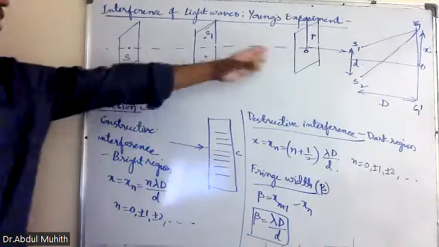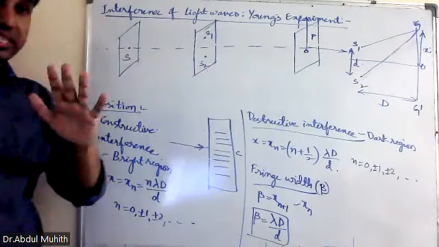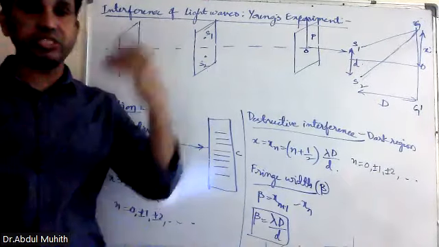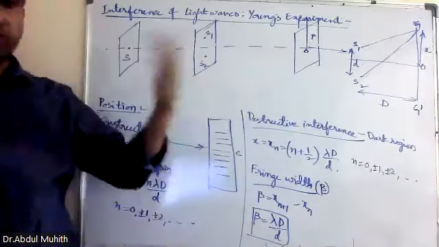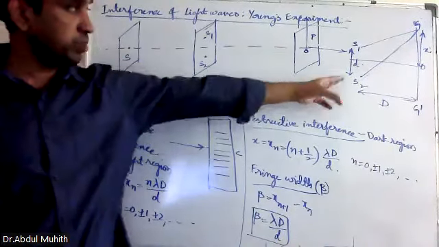So after that, the pattern is formed on the screen. At that time, we did not have laser. Now we are doing it with the laser, because at that time there were no lasers or other current electrical sources. So here, the same thing is explained.